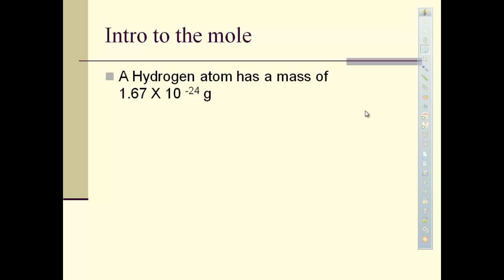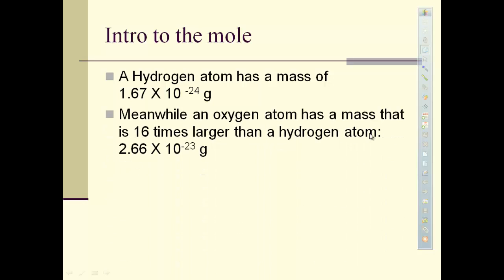one that I have can go to 10 to the negative third. And we're talking about a hydrogen atom, and it's 10 to the negative 24th. Meanwhile, if you think of an oxygen atom, the nice thing is it's about 16 times bigger, although still only 2.66 times 10 to the negative 23rd. The size of an atom is almost unimaginable because of the extreme smallness of it.